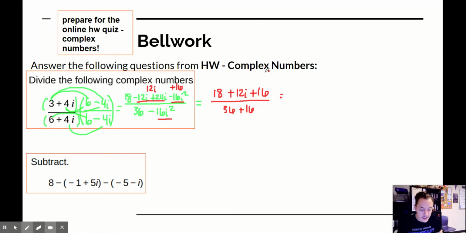Okay, so now when I start going to town on this, the 18 and the 16 become 34. So this is going to be 34, and then this is going to be plus 12i, and then this is all over 36 plus 16, which is actually 52.